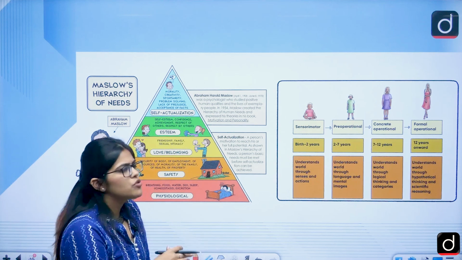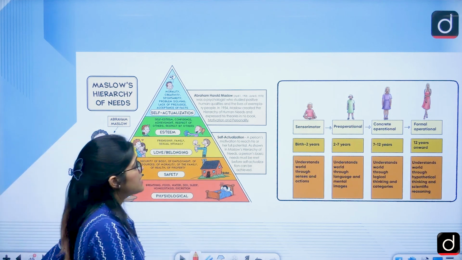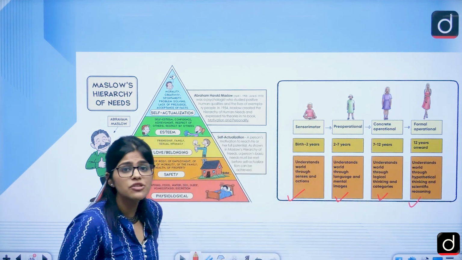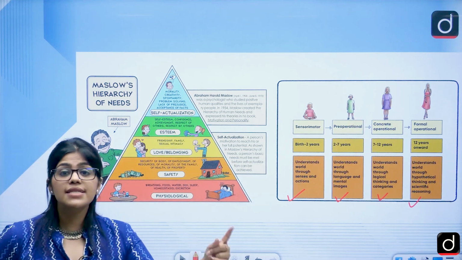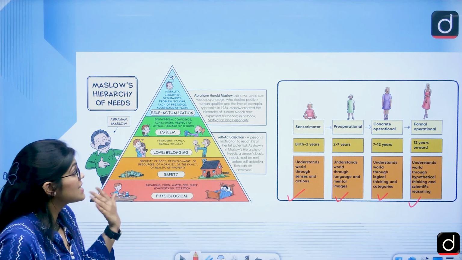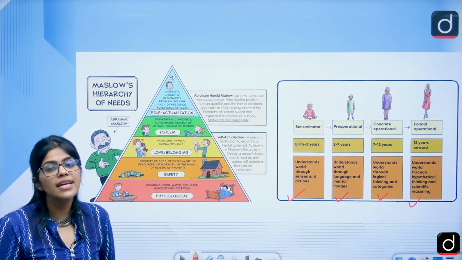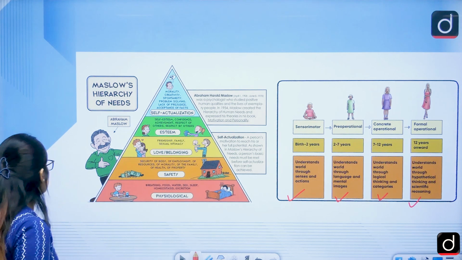Then we'll be studying Jean Piaget, how he has given that there are different stages. We'll be dealing with the sensorimotor, pre-operational, concrete operational, and formal operational stages. How a child can learn things. How with each stage the child is gaining so much perspective, and at the end he understands the thing and understands how to rationally take decisions.